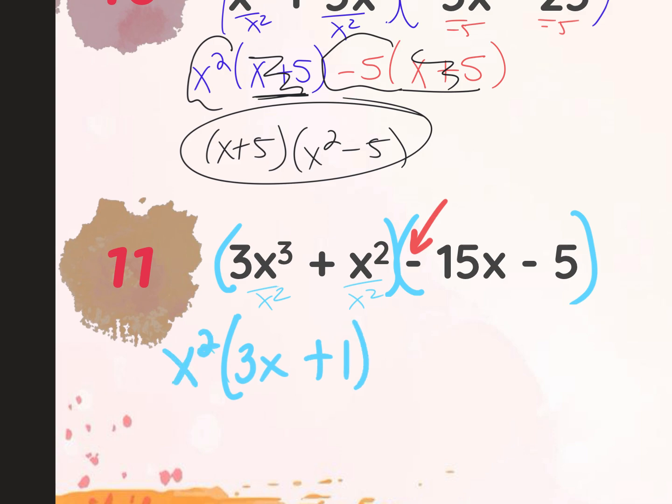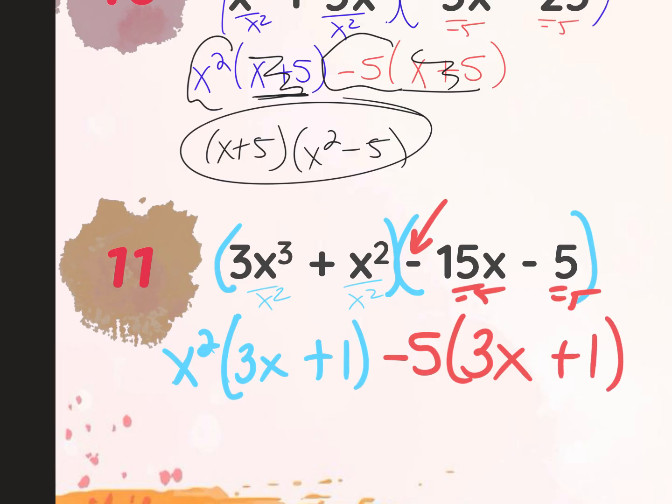What do I take out of negative 15x and a negative 5? Negative 5, good. So negative 5, negative 5. What's negative 15x divided by negative 5? 3x. What's negative 5 divided by negative 5? Plus 1. Good job, guys.